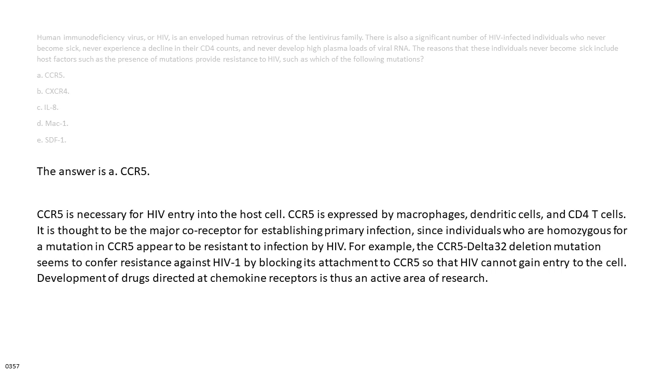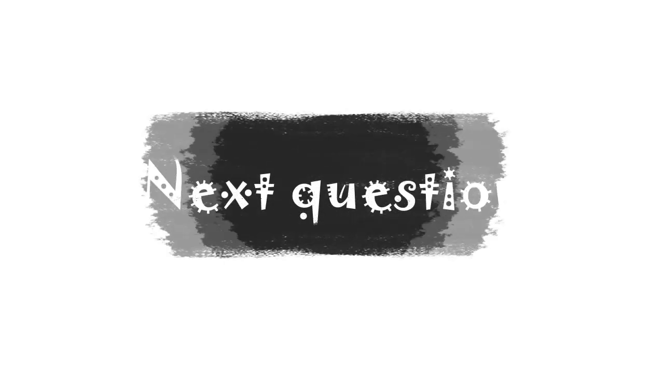For example, the CCR5 delta 32 deletion mutation seems to confer resistance against HIV-1 by blocking its attachment to CCR5 so that HIV cannot gain entry to the cell. Development of drugs directed at chemokine receptors is thus an active area of research.